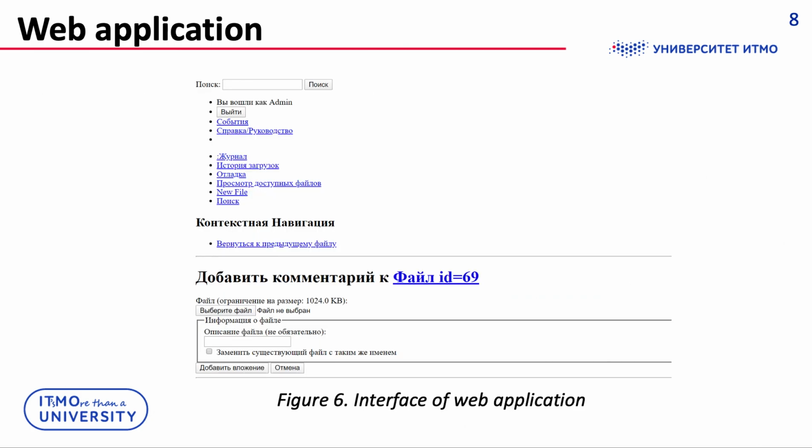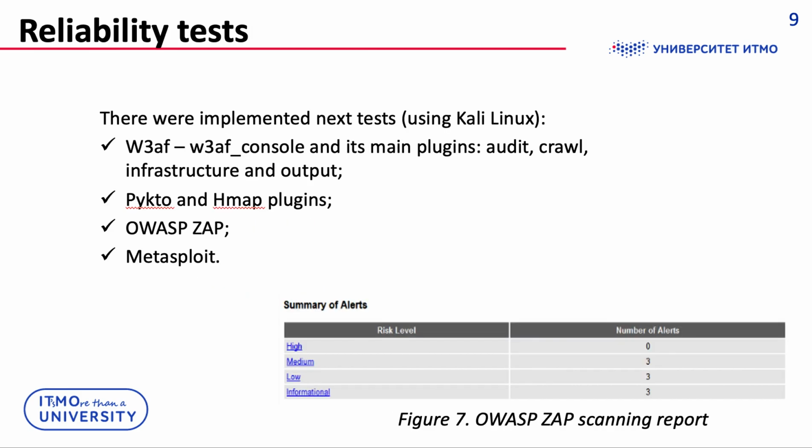Here is the interface of developed web application. To check reliability of the application, several tests were implemented. Tests were made using Kali Linux, and there were implemented next tests, which are presented on the slide. For example, Metasploit helps to verify vulnerabilities, manage security assessments, and improve security awareness.